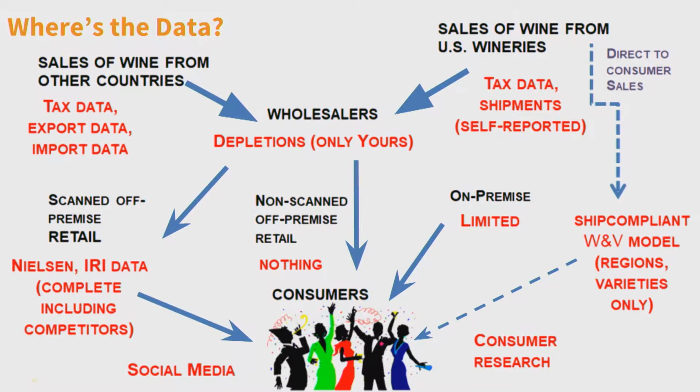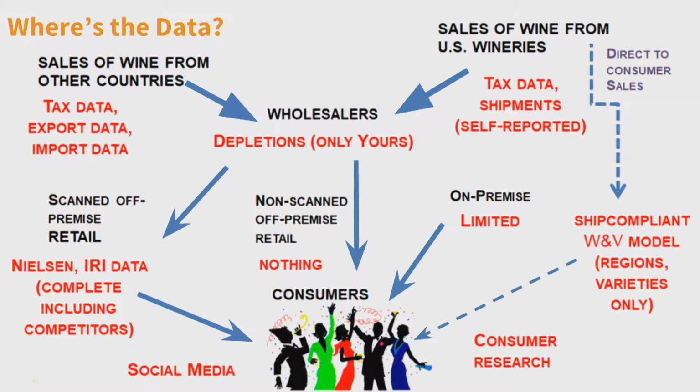Going down to the retail level, scanned off-premise data represented by Nielsen and IRI. This is an incredibly rich, deep and precise data source and includes all your competitor information, but it doesn't cover everything. Non-scanned off-premise retail, there's very little here. Some things are being developed, but really this is kind of a black hole of data. On-premise is limited, although with Nielsen's new alliance, or their owning of TDLinx, they're developing some interesting products on that front, so that's worth keeping an eye on. And then you do have some decent data, although it's projected, it's not complete, but it is decent data here. And then down at the consumer level, you've got both social media monitoring and actual consumer research to inform you on what consumers are thinking and so on.